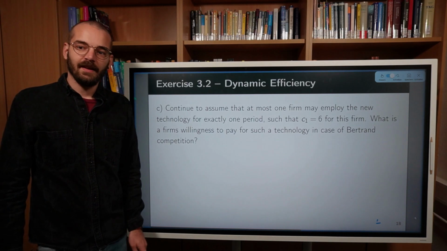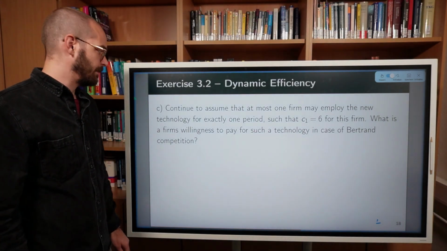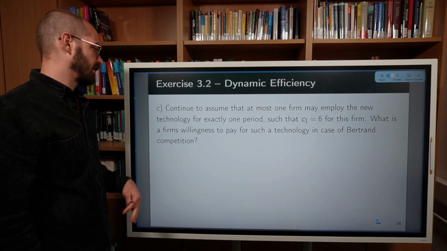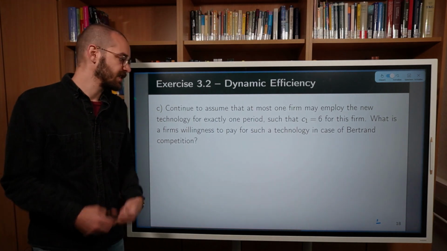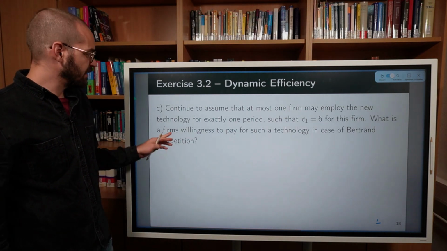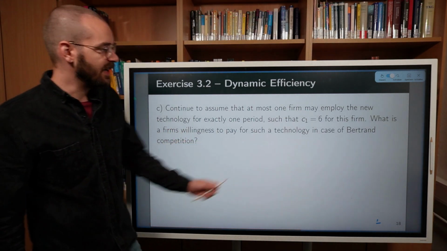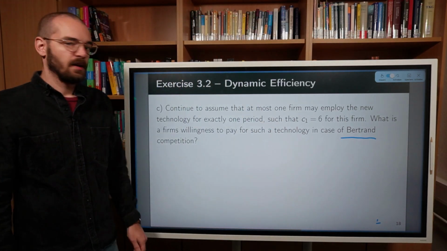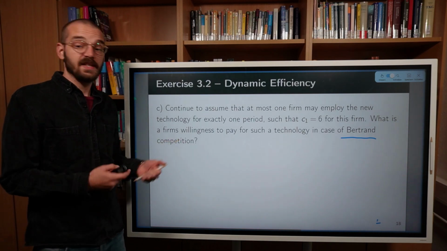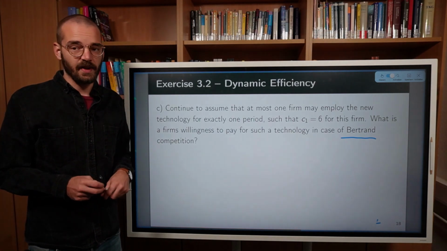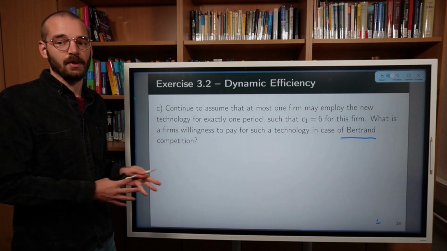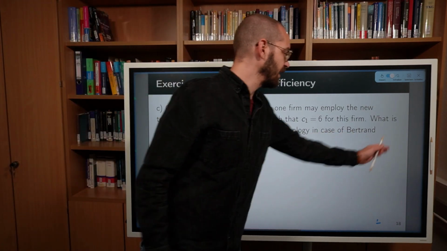All right, now to task C. We are asked to continue to assume that at most one firm can employ the new technology. So we are back again to the first case. We are then asked to calculate what is the willingness to pay for such a technology in case of Bertrand competition. And at this point we really have to think about what is happening in Bertrand competition, what are the strategies of each player, or we simply have to remember what we discussed last week in assignment 2, because that is exactly what we were going through in assignment 2 last week.